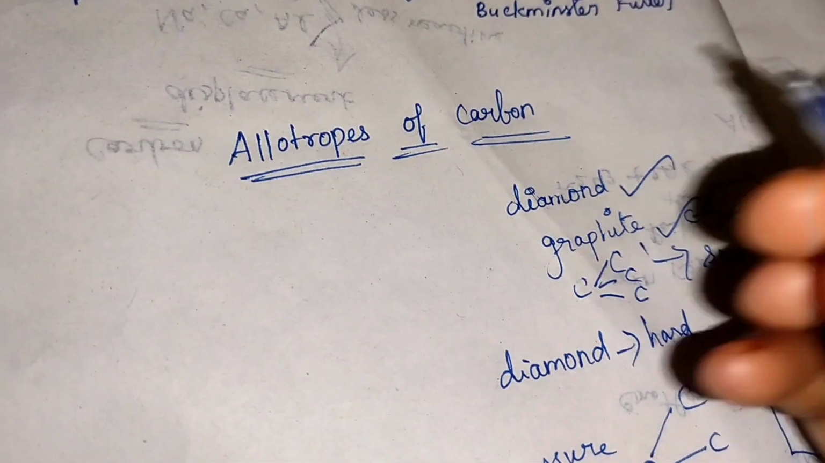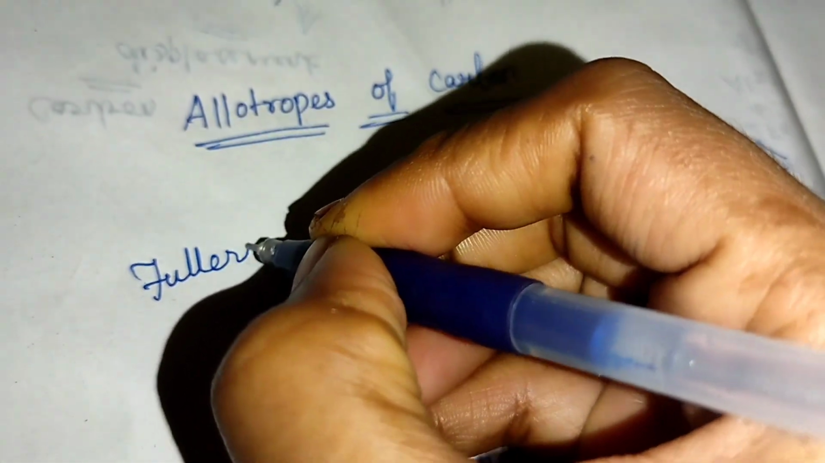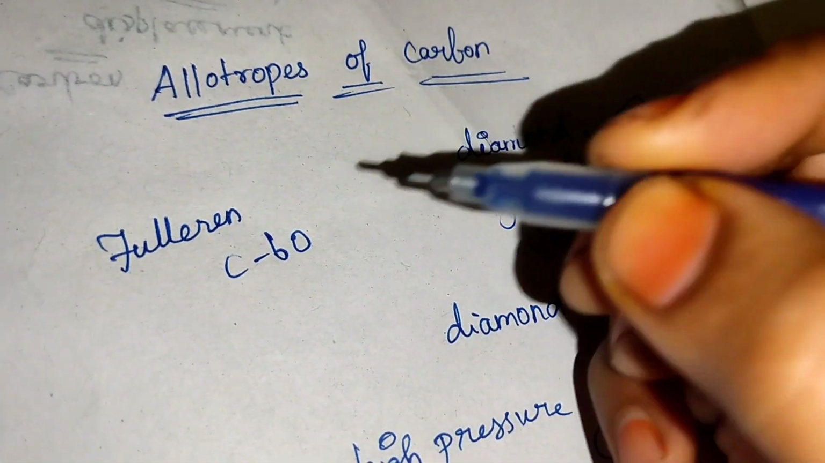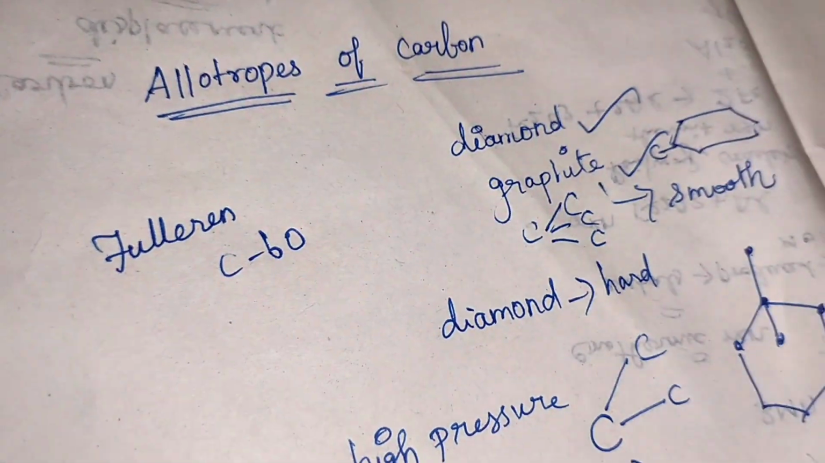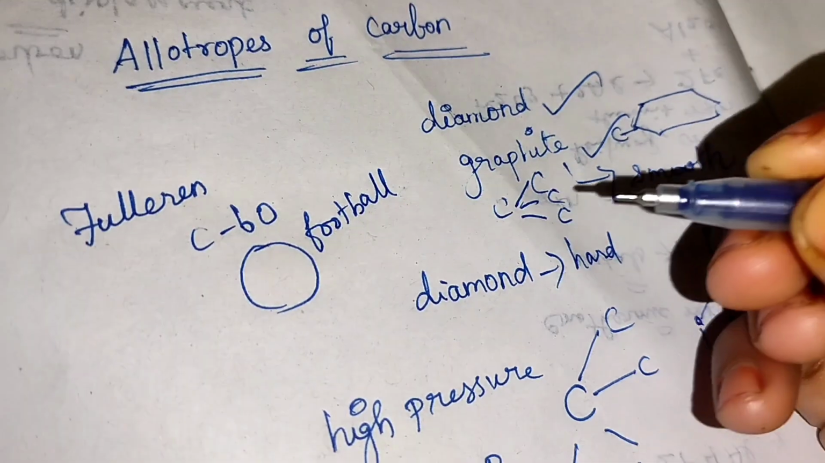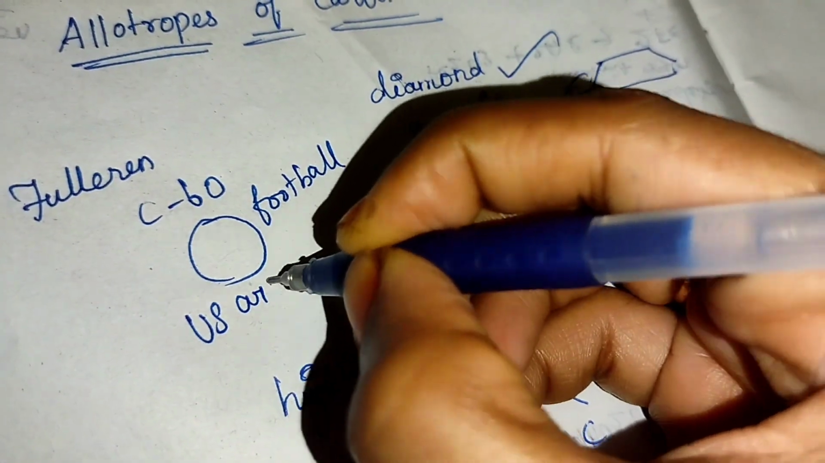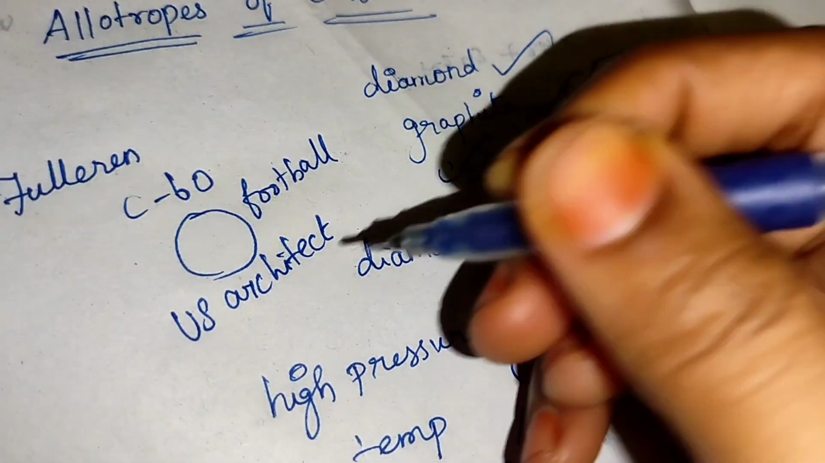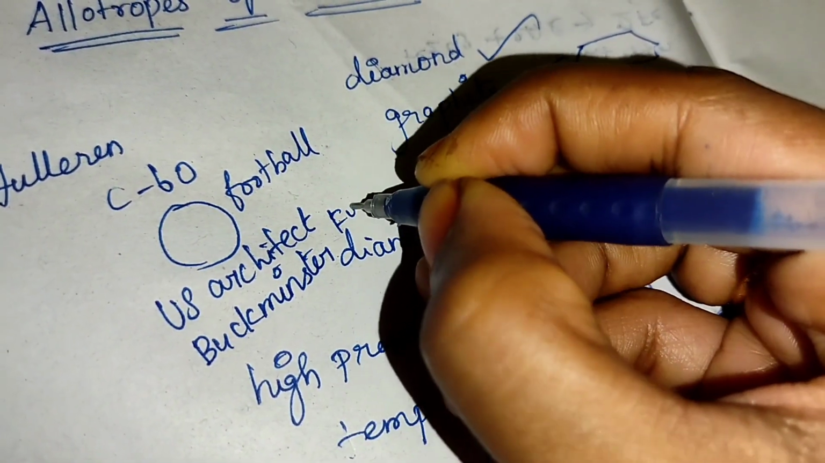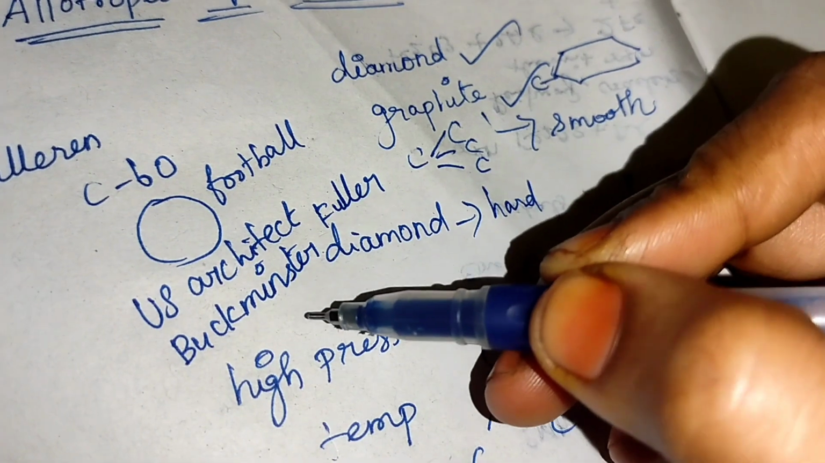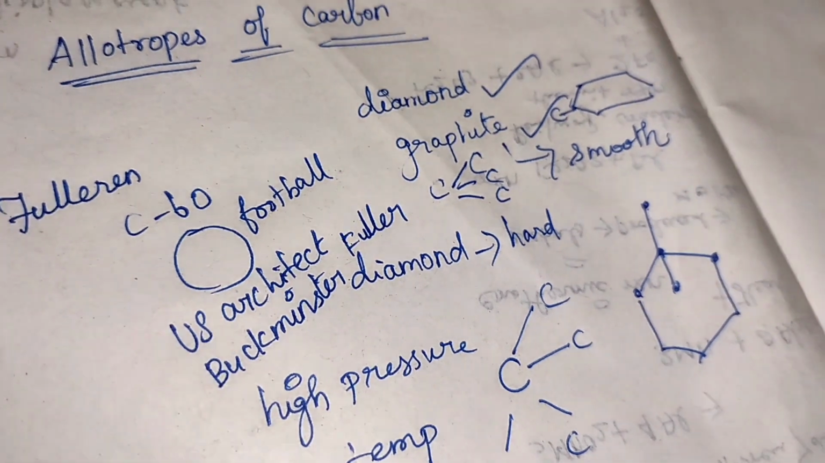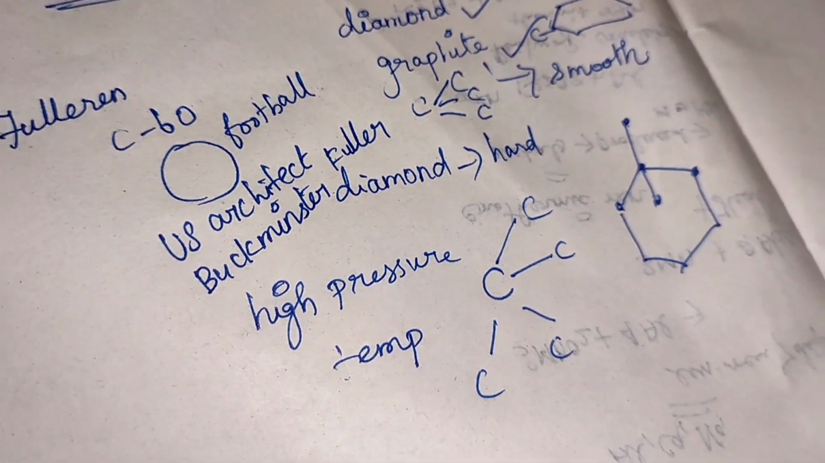Okay. Next one is fullerene. Fullerene means what? Carbon 60. And in this fullerene, carbons are arranged in a football shape. It was designed by US architect Buckminster Fuller. So this carbon based compound is known as fullerene. So here we saw about 3 things: diamond, graphite and fullerene.